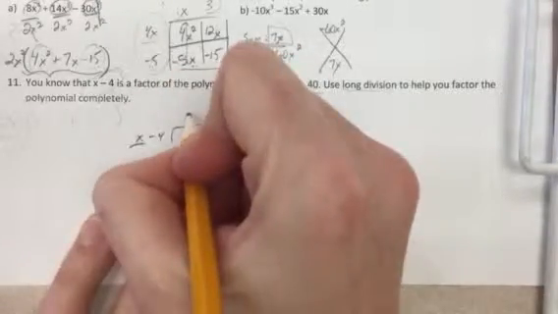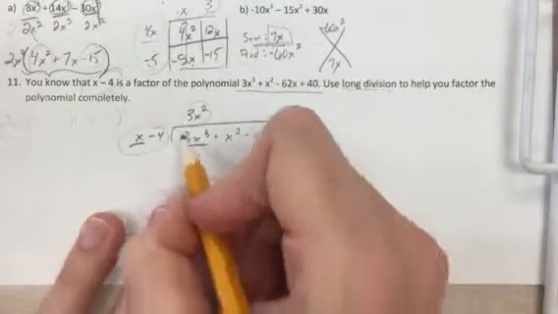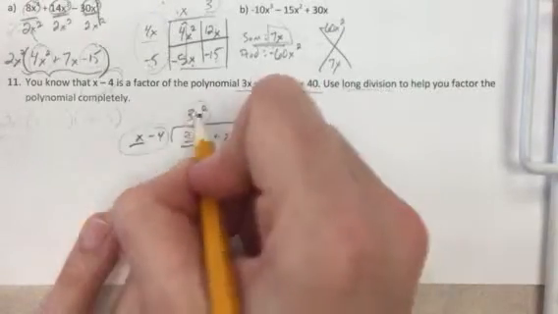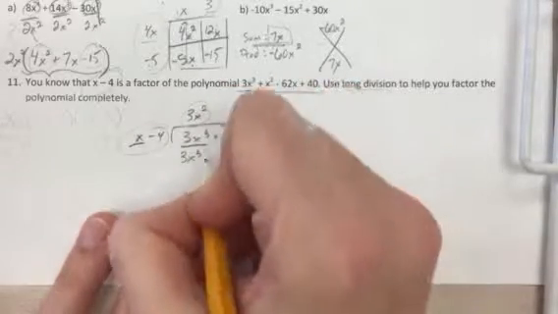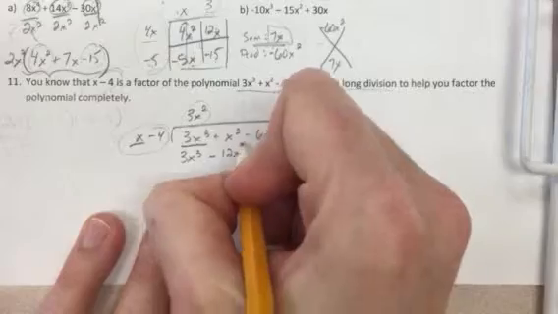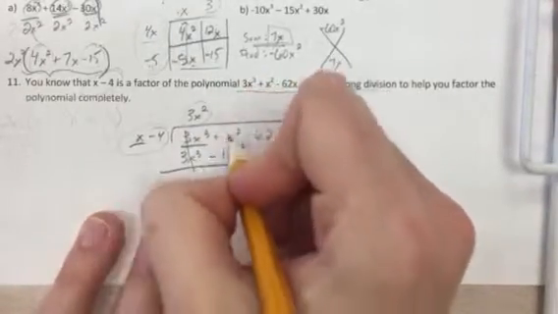3x to the third divided by x is 3x squared. Then take this times all of that, distribute. 3x squared times x is 3x to the third. 3x squared times negative 4 is negative 12x squared. Now subtract down. These two cancel.